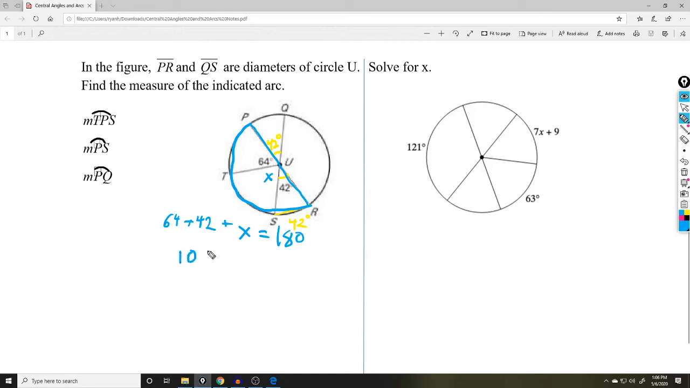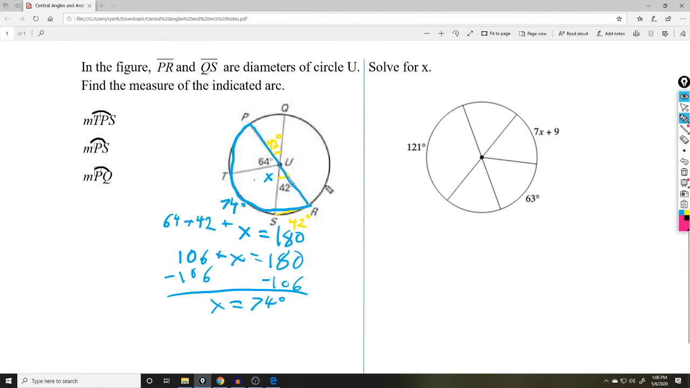So we're going to combine those like terms and solve. And when we do that, we should get x to be 74 degrees. So this ends up being 74, T to S. Now, the only one I have left to find is Q to R, this arc here.